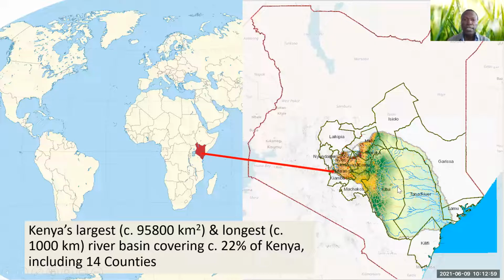So the Tana is in southeastern Kenya, as you can see on the map. It's the largest river basin in Kenya, about 95,000 square kilometers, and the longest, about 1,000 kilometers, and therefore it covers about 22% of Kenya, and it goes through many counties. Counties in Kenya are devolved subnational governments. So you have different subnational governments which are in the basin, and they really need to work together.